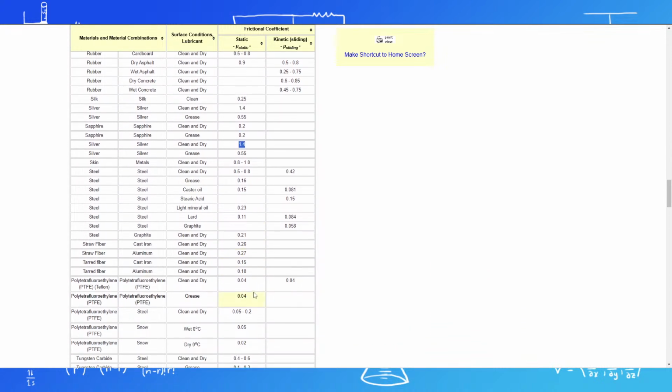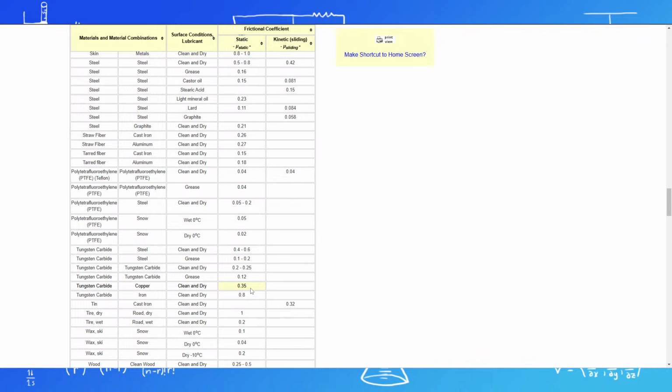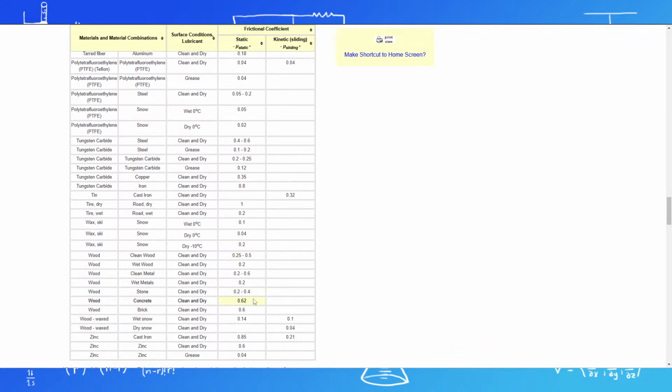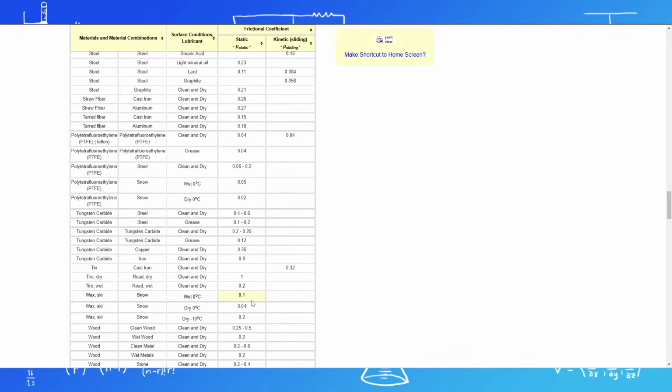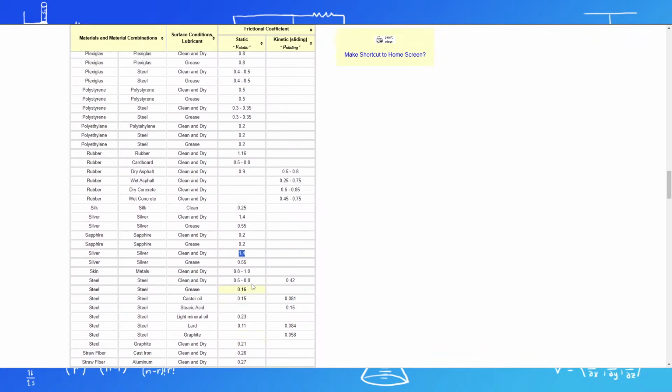And if I remember correctly, there was one that was like 2 point something. Unless I'm thinking of a different chart. Yeah, that's the end of it, so I guess I'm thinking of a different table. But there are combinations of materials that can give you some really high friction coefficients. I might be misremembering, but I think the highest I ever saw was greater than 4.